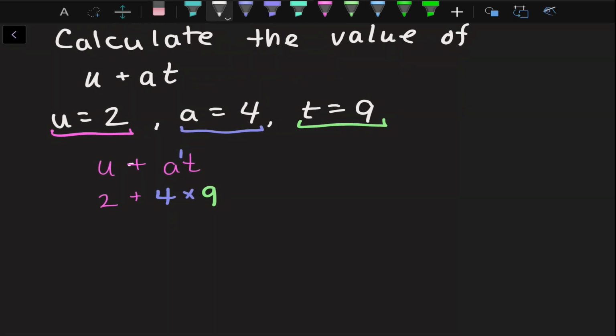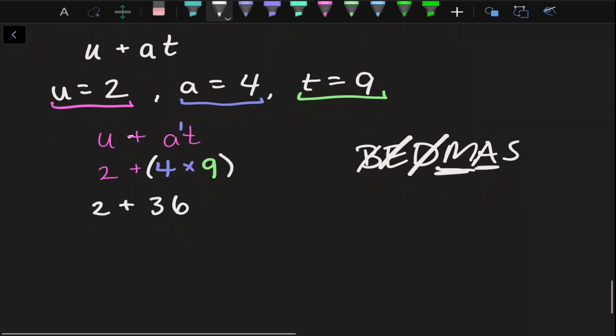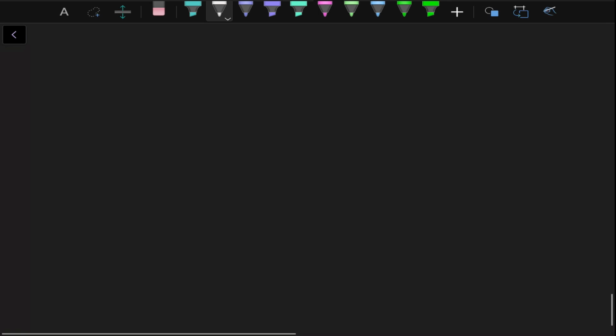So from there I know BEDMAS. Brackets, none. So I'm going to probably add some in. Exponents, none. Division, multiplication's in there. So I can add in my brackets to tell me that's what I'm doing first. And then I'll add it in. So that gives me 2 plus 4 times 9 is 36. And then I add, which gives me an answer of 38. Okay? Pretty straightforward. So let's do a couple more examples.